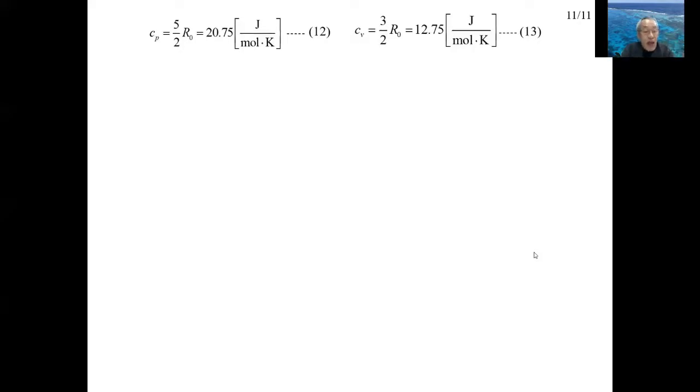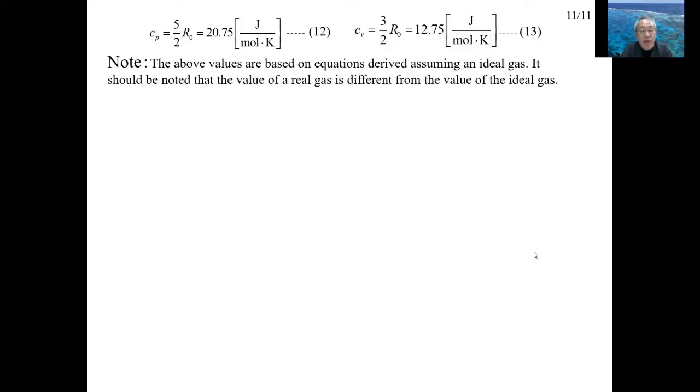First, I will show the numerical values of the molar specific heat. Since R0 is a constant, these values hold regardless of the type of gas. However, these values are derived assuming an ideal gas. It should be noted that the value of a real gas is different from the value of an ideal gas.